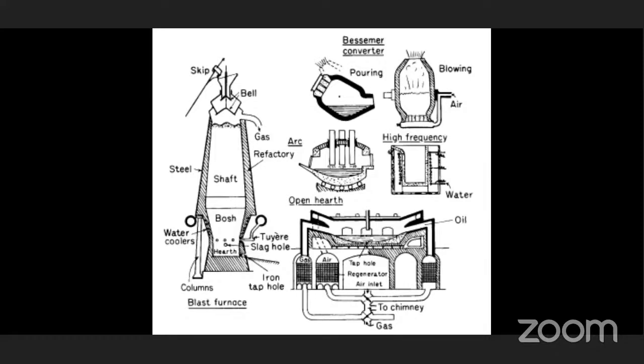A hollow pivot or a trunnion enables the converter to rotate into three positions. So what are the three positions?